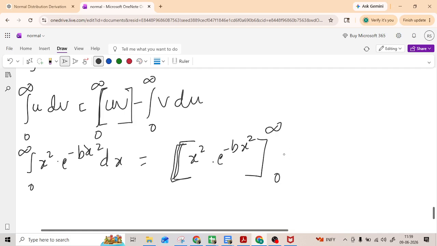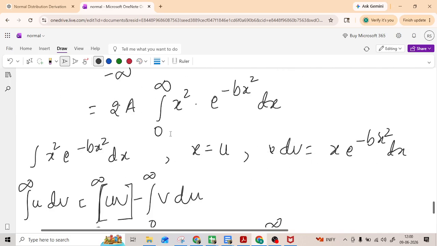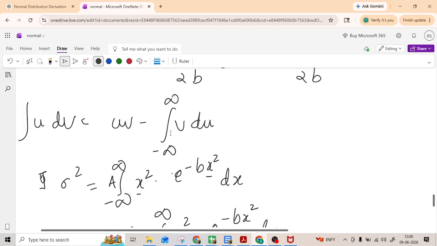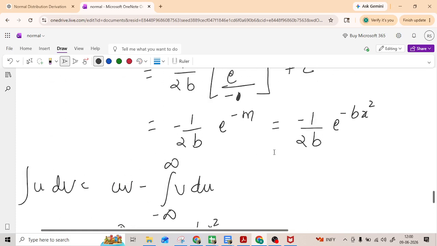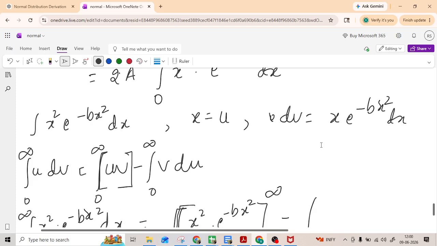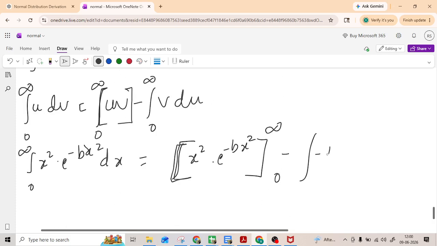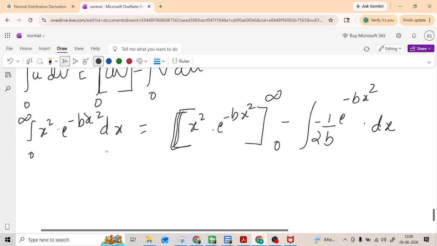Minus v. Okay, what was v? We found v to be, where is it? Yeah, this guy. So minus 1 by 2b e raised to the power minus bx square is our v. Okay, and then what is our du? du is nothing but dx, correct, because u was equal to x, so this would become dx. All right, so let's solve the first part first. So what would it become?